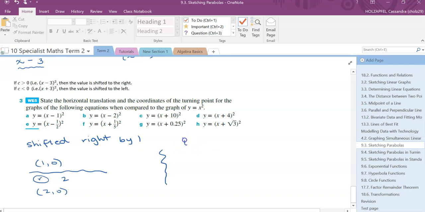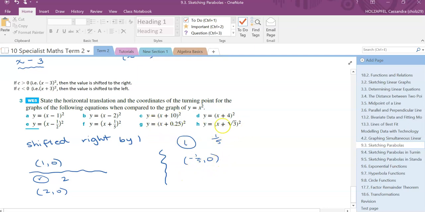So that means it's been shifted to the left, and it's been shifted to the left by 1/5. And so the new turning point is going to be -1/5, 0. Okay, so it's backwards. It's the opposite to what we think.